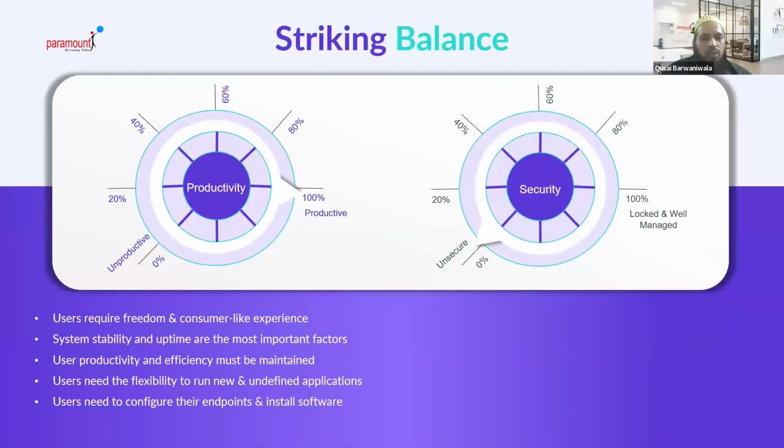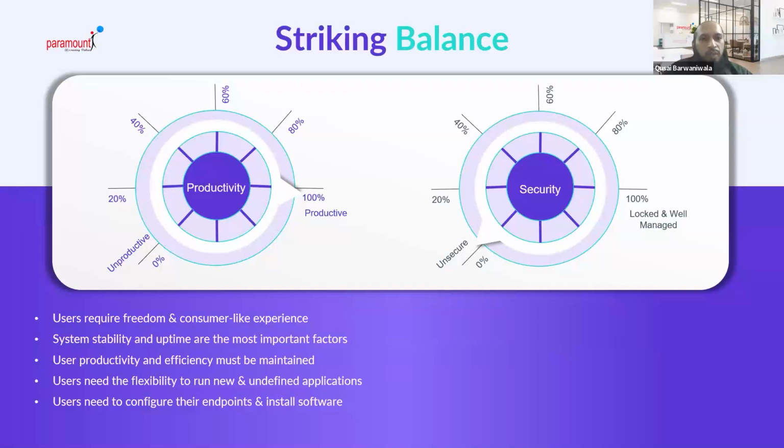They will need a consumer-like experience, right? They want that power. System stability and uptime is, of course, very important for them. They want to be able to continuously be productive. They want to be efficient during those working hours that they have. And of course, they want flexibility, right? They want flexibility to run new applications, something new that comes up.